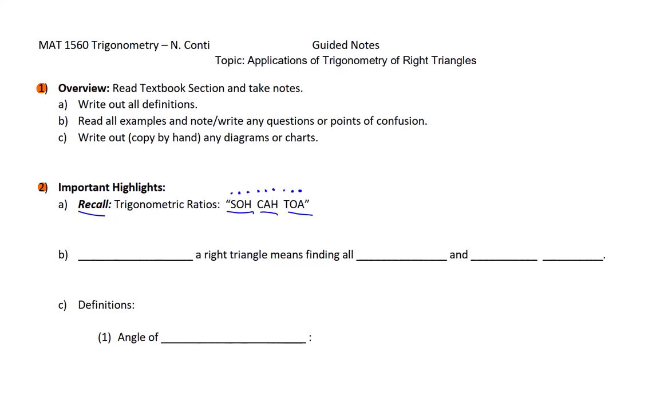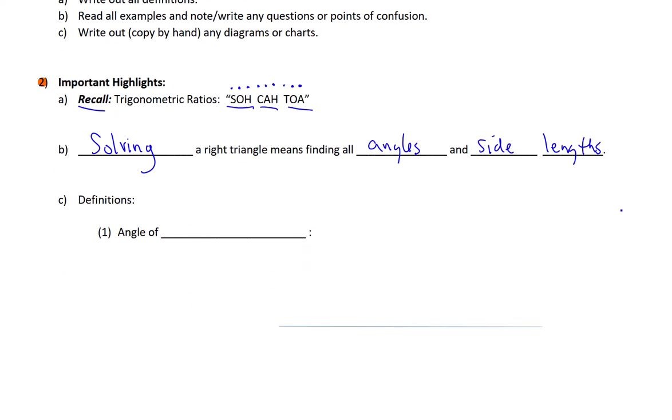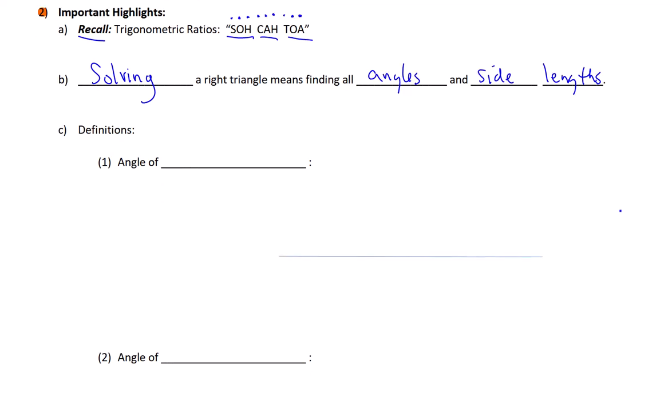So we'll talk about solving a right triangle, and what it means to solve a right triangle is to find all angles and side lengths. So if we're working with a given triangle, we want to find all the angle measures of it, which would be at most 3, of course, and then all the side lengths of it. In addition, let's add some other definitions that we'll need in some of our applications. The first of those is called the angle of elevation.